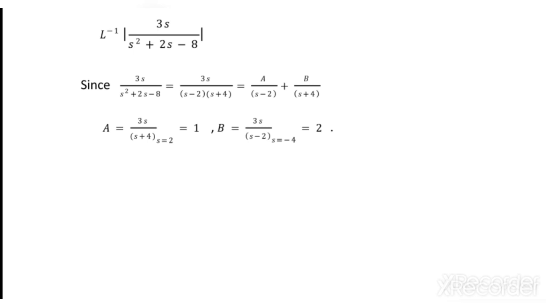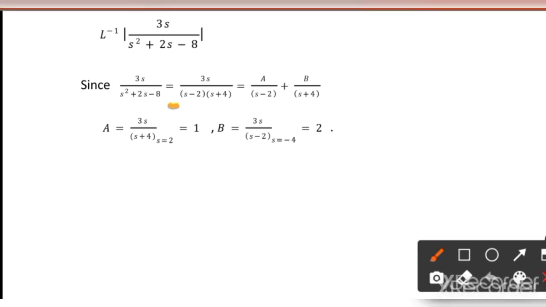The roots are 2 and minus 4. You can use a calculator, or you can go for factorization manually, but it is better to have a calculator. So you can find the roots first. The roots are 2 and minus 4. That's why I can write the factors s minus 2, s plus 4. Correct. So 3s by s minus 2 into s plus 4, which I can write as a by s minus 2 plus b by s plus 4.